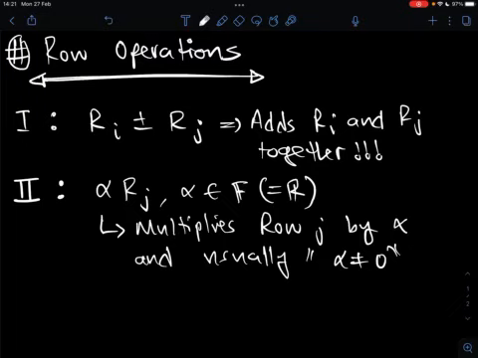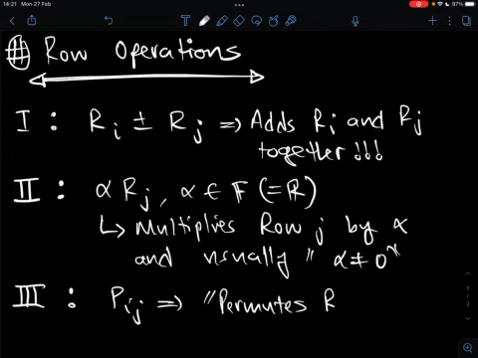Then thirdly we have another row operation which is called Pij. So Pij is an operation which permutes row i and row j. P stands for permuting. To permute means to interchange. So the third row operation that we have is permute, meaning you can actually swap the positions of 2 rows within a matrix. So these are things that we refer to as row operations.